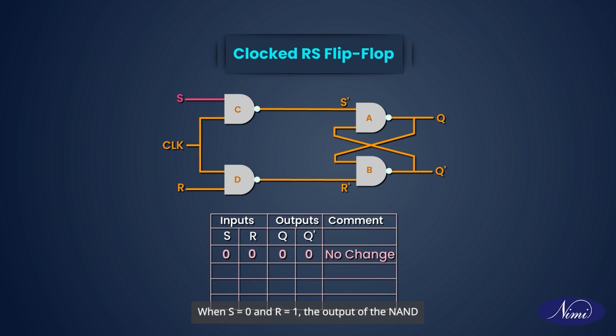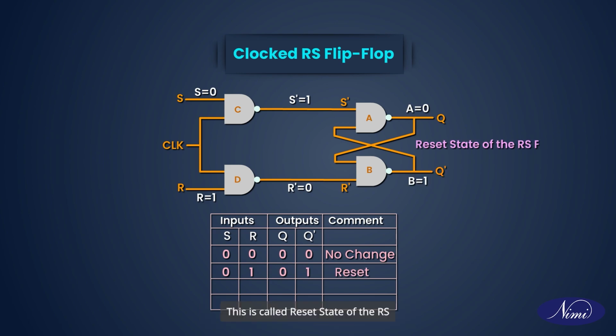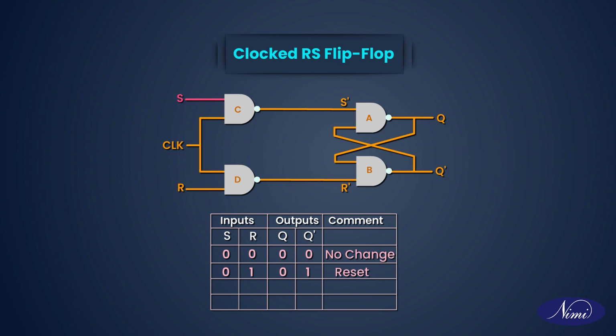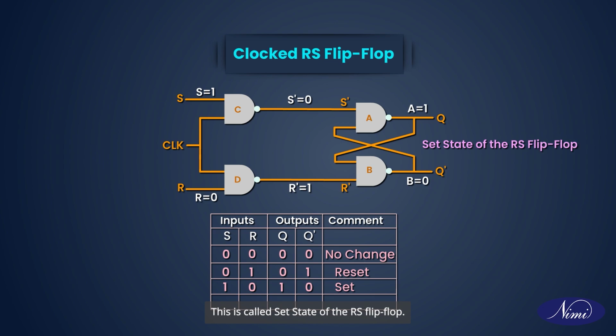When S is equal to 0 and R is equal to 1, the output of the NAND gates C and D are S bar is equal to 1 and R bar is equal to 0. The output of the NAND gate A is 0 and that of NAND gate B is 1. This is called reset state of the RS flip-flop. When S is equal to 1 and R is equal to 0, the output of the NAND gates C and D are S bar is equal to 0 and R bar is equal to 1. The output of the NAND gate A is 1 and that of NAND gate B is 0. This is called set state of the RS flip-flop.